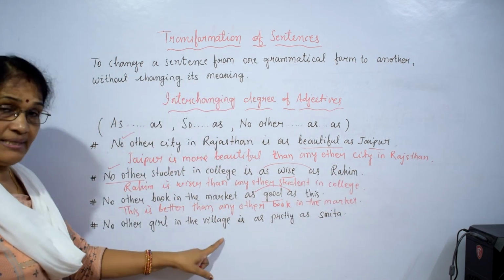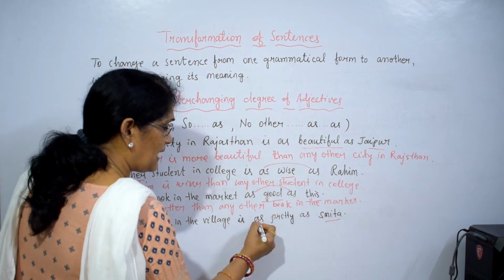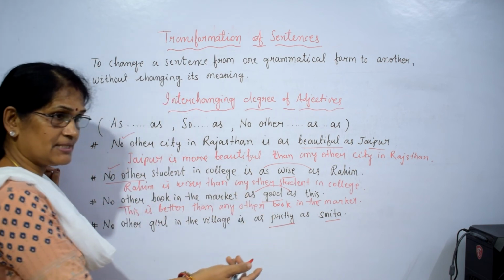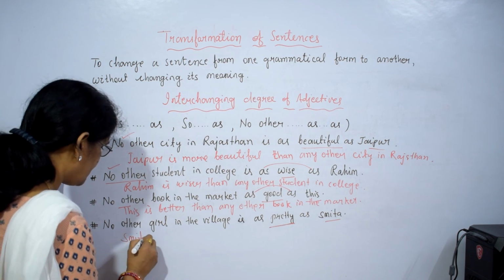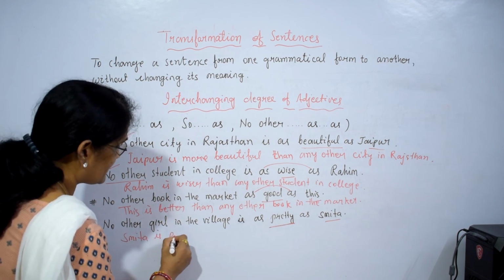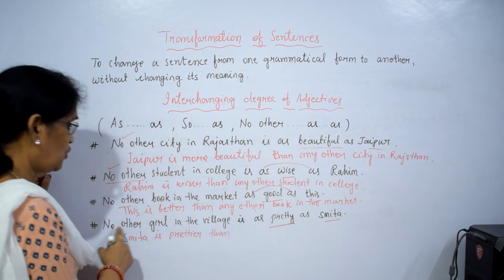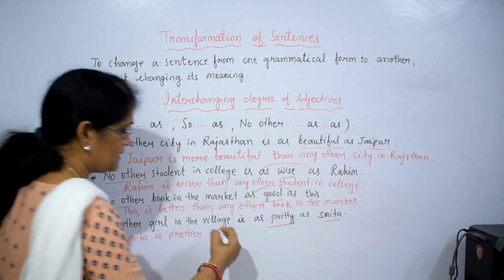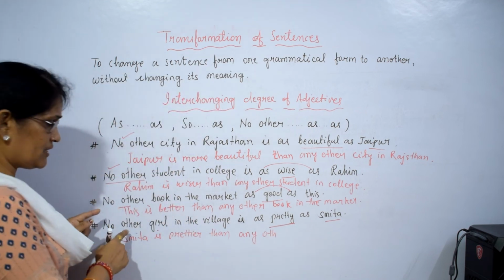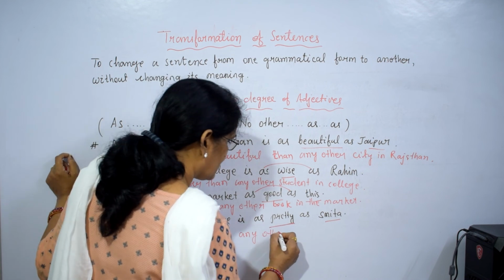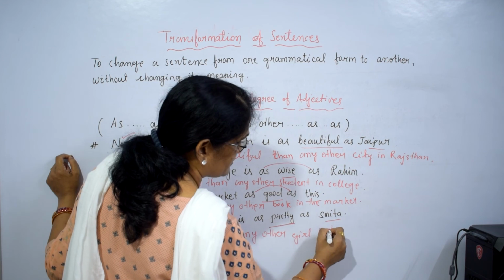No other girl in the village is as pretty as Smita. As pretty is the adjective; comparative degree, prettier. Smita is prettier than any other girl in the village. Not writing no other, you have to write any other girl in the village.